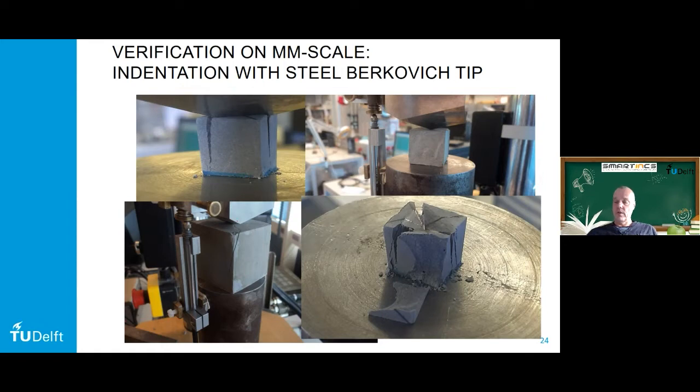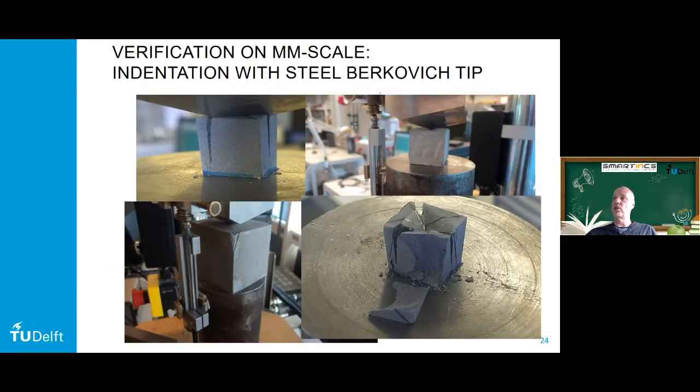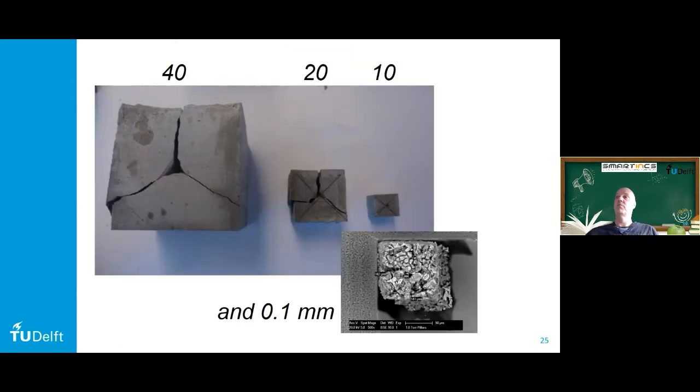Here the Berkovich tip is actually a diamond tip, which is quite costly to make. But with our normal installed machine, we just use a steel tip. It's not that perfect, of course. A diamond tip is much harder. But with the steel tip, we could also damage the specimen and have the same kind of behavior and loading on a different scale. So we do then scales 40 millimeter, 20, 10 millimeter, and 0.1 millimeter. So that was the 100 micrometer cube.